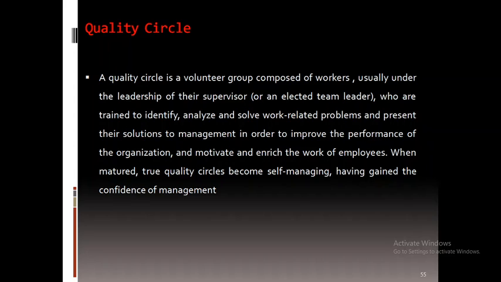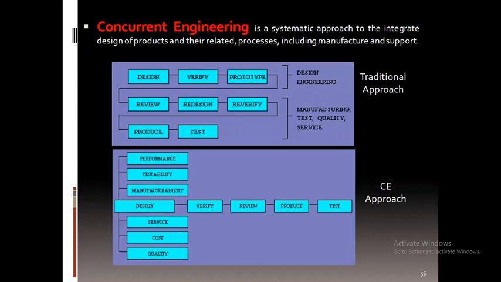Okay, so we have seen the quality circle meaning, definition, need, objective, and limitations. Now next we are going to see the activity, that is concurrent engineering. As I said in the previous lecture regarding concurrent engineering, let us see the information about it. Concurrent engineering is a systematic approach to the integrated design of products and their related processes, including manufacture and support.